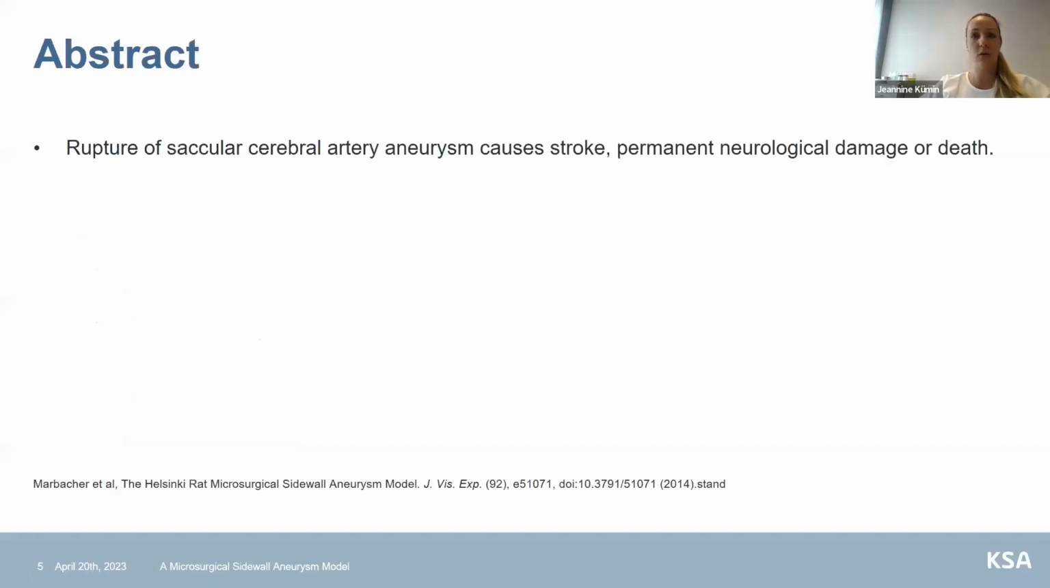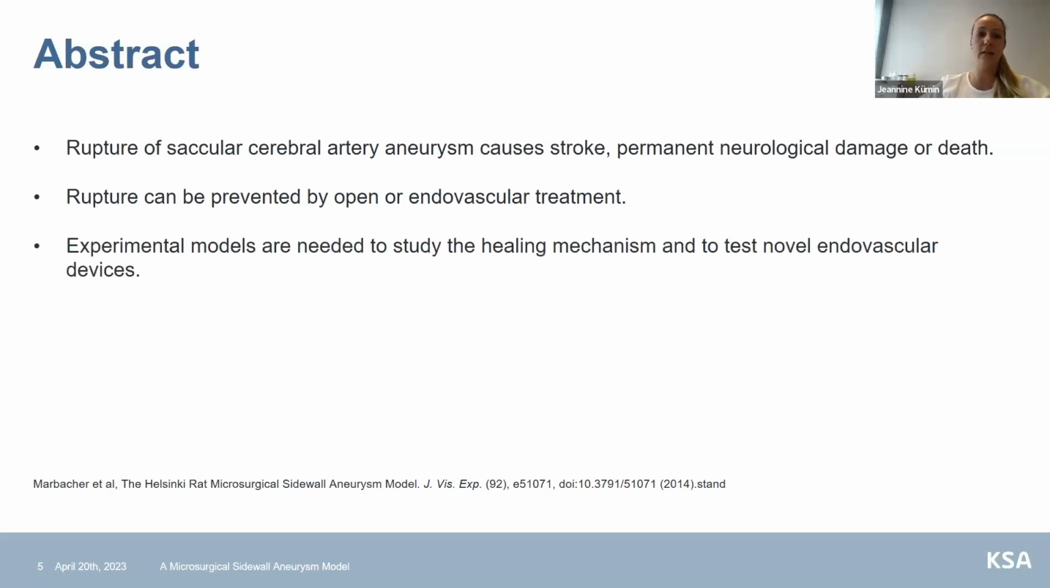As you probably all know, the rupture of a saccular cerebral artery aneurysm causes stroke, permanent neurological damage, or even the death of the patient. And so far, the only treatment for preventing the rupture of an intracranial aneurysm is open surgery or endovascular treatment. Therefore, we need experimental models to study the healing mechanisms and to test novel endovascular devices.